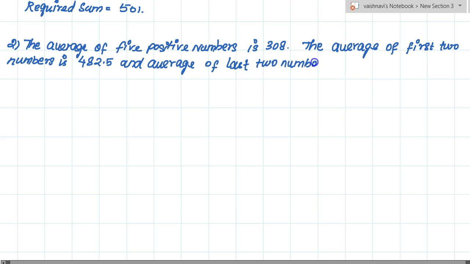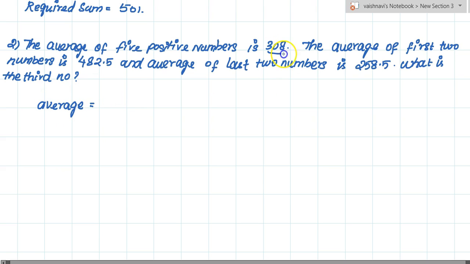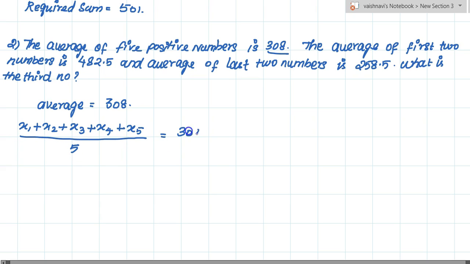A very simple problem. Just take a few minutes, understand the question, and you can solve it right now. The average of 5 positive numbers is equal to 308. Average means x1 plus x2 plus x3 plus x4 plus x5 divided by 5. It's 5 numbers, so the denominator will be 5.